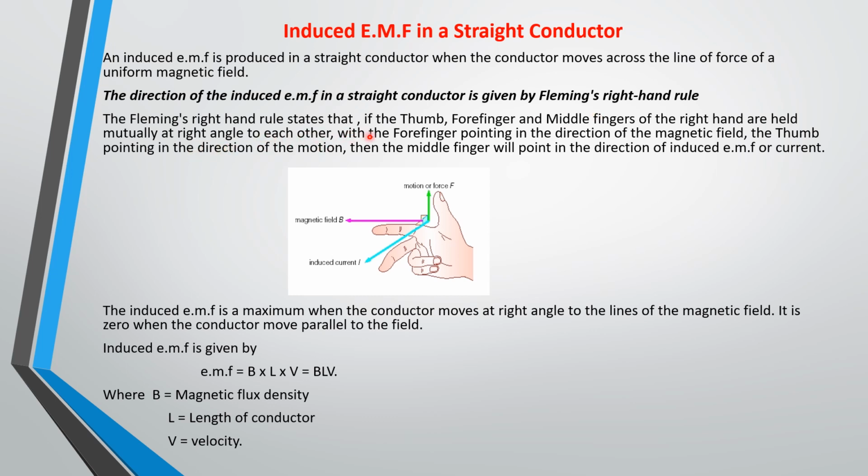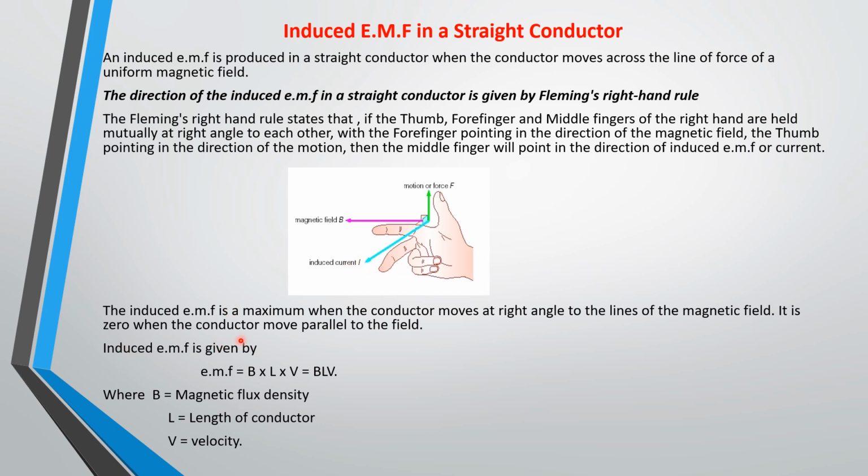Fleming's right-hand rule states that if the thumb, the forefinger and middle finger of the right hand are held mutually at right angle to each other, with the forefinger pointing the direction of the field and the thumb pointing the direction of motion, then the direction of current will be indicated by the middle finger. So the direction of the EMF and the current will be indicated by the what? The middle finger, and that is it. Okay, so you see that in Fleming's left hand we are talking about the direction of motion, but this time we are looking at direction of current.